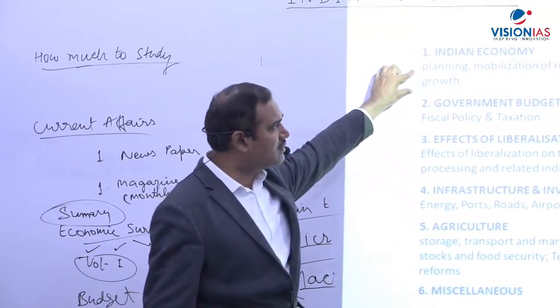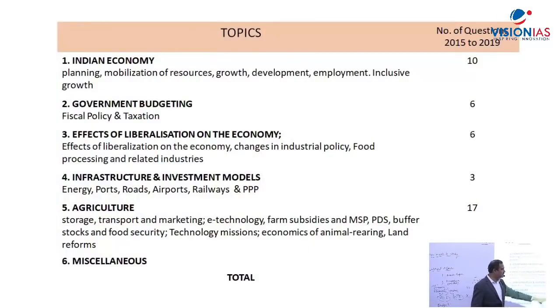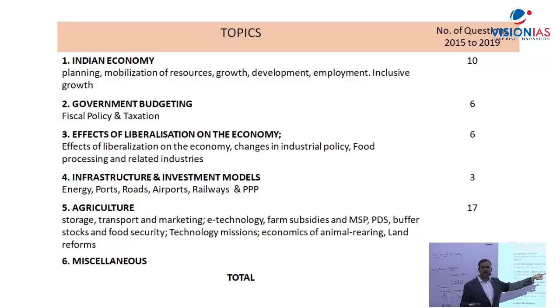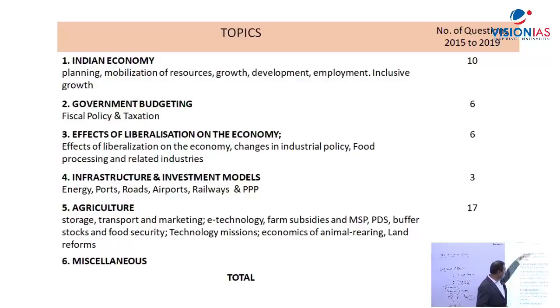I have made an analysis of the last 5 years. In the last 5 years, 10 questions were there from this, so on average you can expect 2 questions from this topic. Second is government budgeting: fiscal policy, meaning budgetary policy and taxation. About 6 questions were asked in the last 5 years. Then effects of liberalization, so you must cram this point.